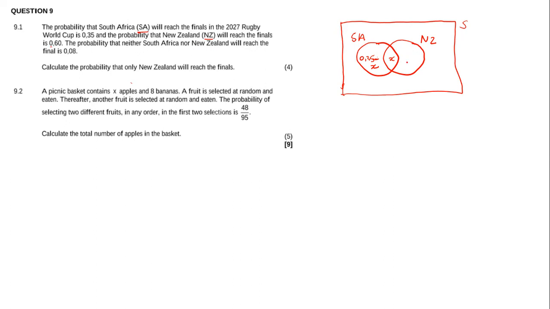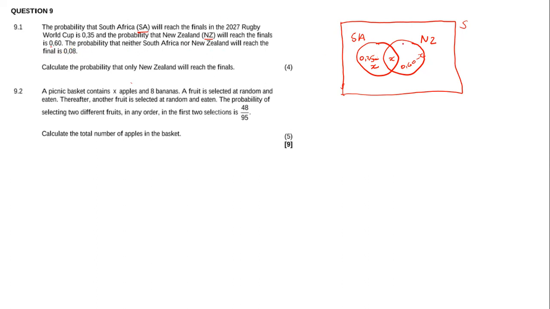New Zealand only. So that means to get the probability of New Zealand only, we're going to have to subtract the intersection. The whole circle has a probability of 0.60, and then we subtract the intersection. Therefore, this will be the probability of New Zealand only. And they said to us the probability that neither South Africa nor New Zealand will reach the final is 0.08.